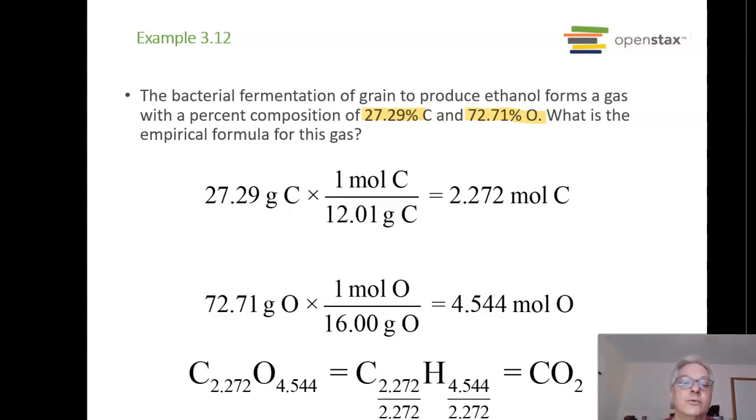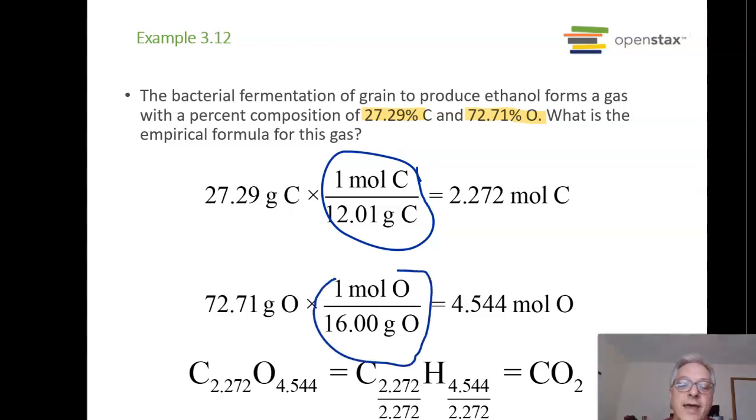So now we just go through and say, okay, 27.29, change that to moles by using the molar mass conversion. 72.71 grams of oxygen, convert that by using the molar mass conversion. Then make these our little subscripts here. Divide through by the smallest number of moles, in this case 2.272. And when you divide through, you get the empirical formula for that gas, carbon dioxide, CO2.